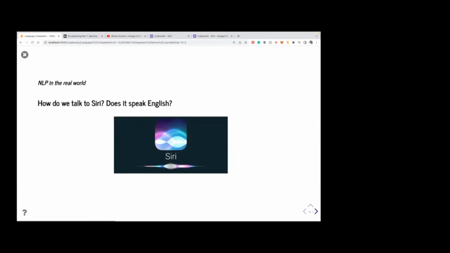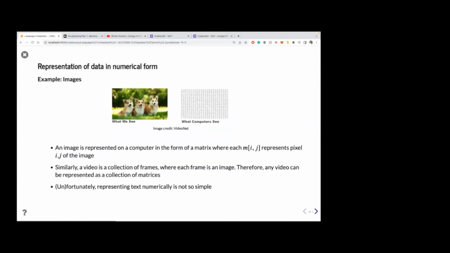So how do we do that? Let's just think about other types of data. To be able to teach anything to a machine, you have to represent it in a numerical form. So if this was not natural language processing today, but we were talking about computer vision, we would be talking about this. Here on the left, we have a nice image of some cute corgis, and that's what we see. But what do computers see? The computers see this matrix over here.